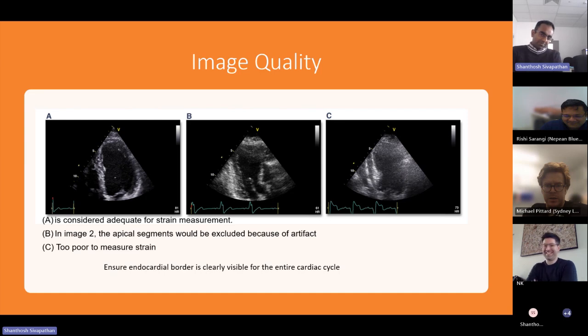Just out of interest, looking at the rhythm strips there, some of these patients have broad, complex rhythms and presumably bundle branch blocks. Does a dysrhythmia, like a conduction delay, for example, interfere with strain?